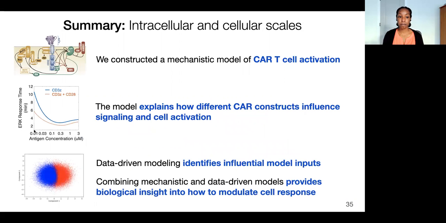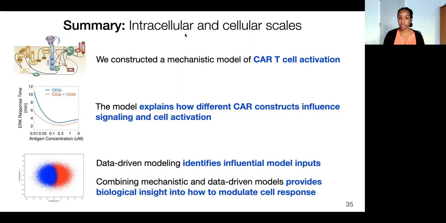And then we combined the mechanistic model with data-driven modeling in order to understand what are the influential inputs here in terms of affecting the ERK phosphorylation level. And by doing that combination of mechanistic and data-driven modeling, we can provide more biological insight into perhaps how to modulate the cell response. So maybe we want to achieve a certain level of ERK phosphorylation or have a certain distribution of ERK phosphorylation. We can use our modeling framework in order to say, well, how should we overexpress or reduce the expression of different signaling species in order to attain that optimal response or desired response.